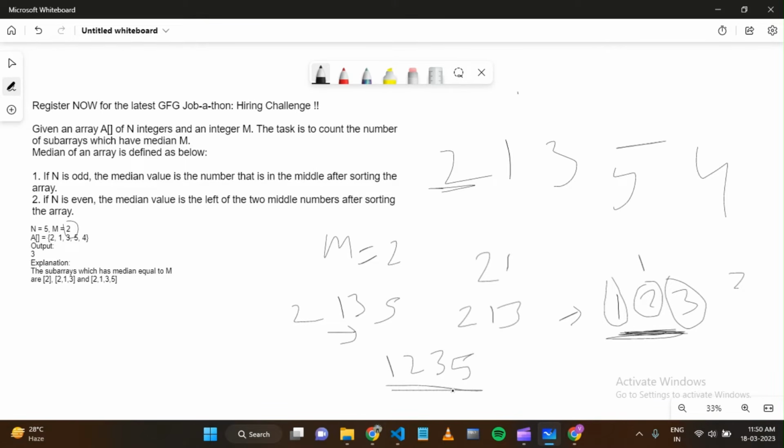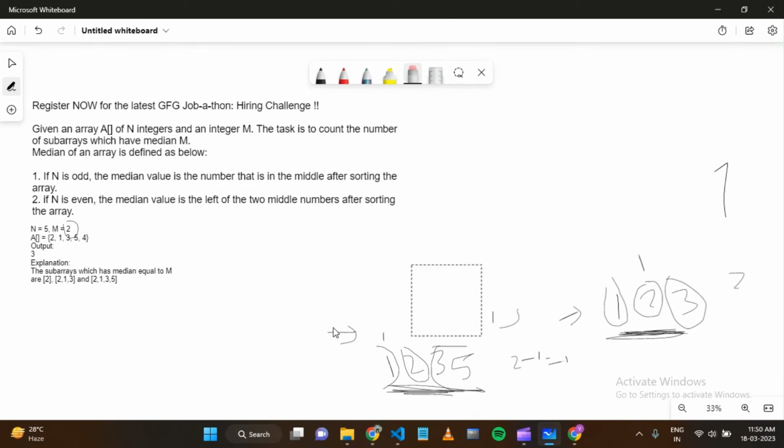As I told you earlier, if the length of the array is even, we take the element which has the left elements less than it and the right elements greater than it. The count of numbers less than 2 is 1, and the count of numbers greater than 2 is 2, and the difference is 1. So how will we approach this question?